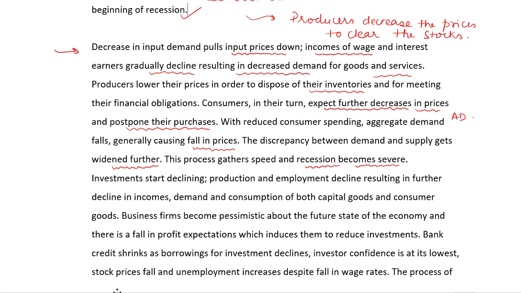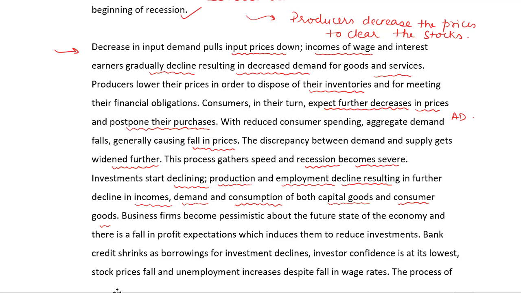This process gathers speed and recession becomes severe. Investments start declining in the market. New investments are not coming, and the production level falls. There would be unemployment in the market. So employment declines, resulting in a further decline in the income of the consumers, decreased demand, and decreased consumption of both capital goods as well as consumer goods.